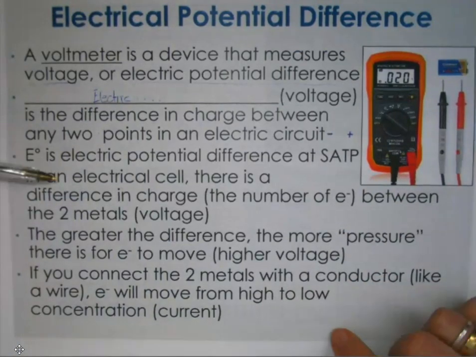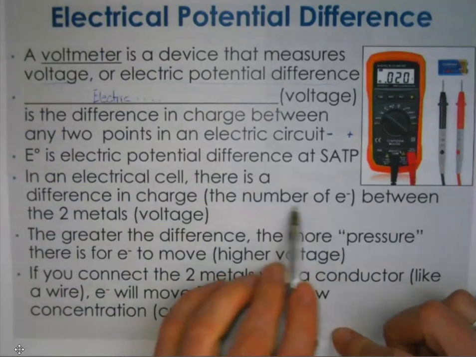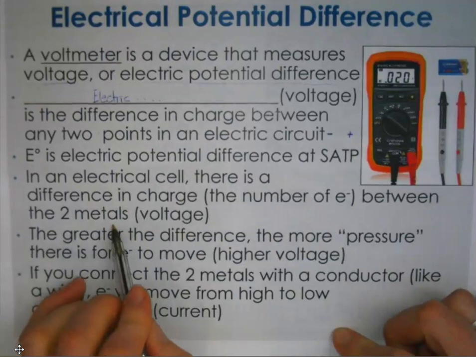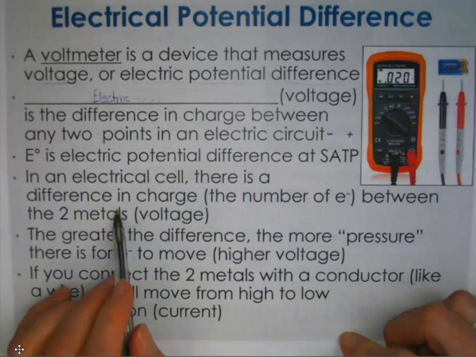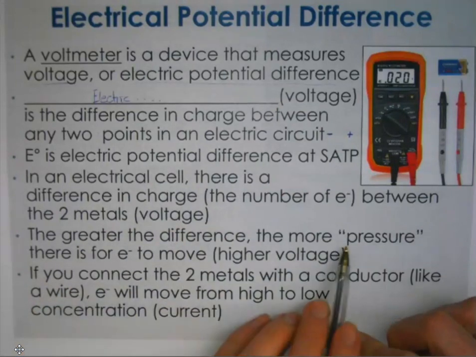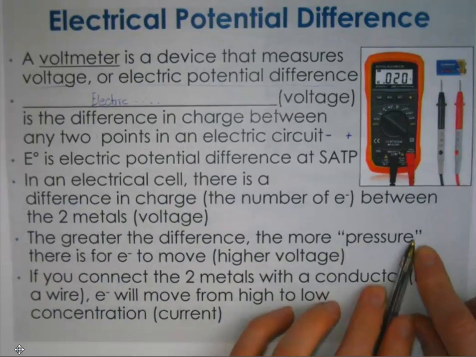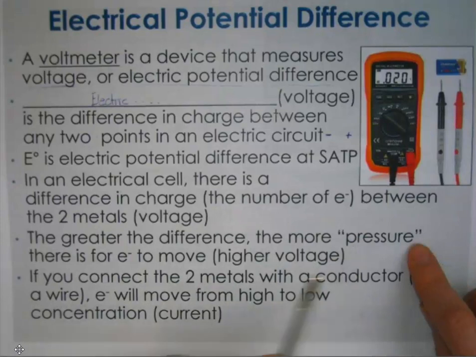So in an electrical cell, there is a difference in charge, which is how many electrons we have between the two metals, right? And that's why we have negative or positive charges at the different electrodes. The greater the difference, there's not really a good way to say this, because it's not actually pressure, but the more quote unquote pressure there is for electrons to move, right?